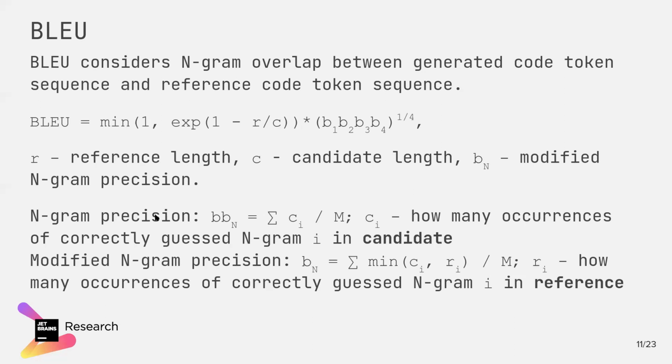So what is the modified N-gram precision? The usual N-gram precision is the sum of all occurrences of all correctly guessed N-grams in the candidate divided by the total number of N-grams in the candidate. And the modified N-gram precision is all the same, but for every different N-gram, the maximal amount of times we count it is capped by the amount of times it appears in the reference.